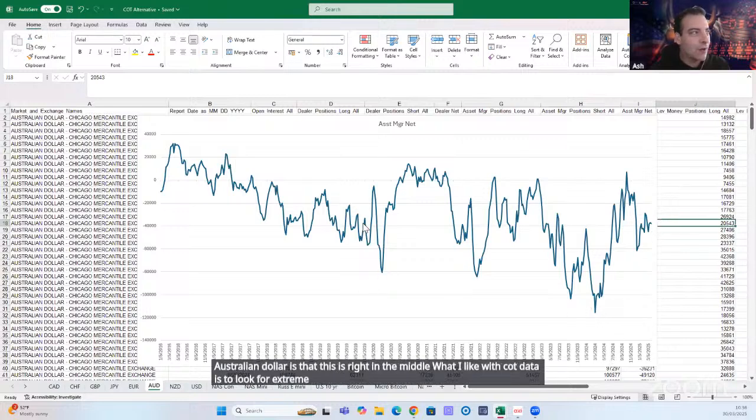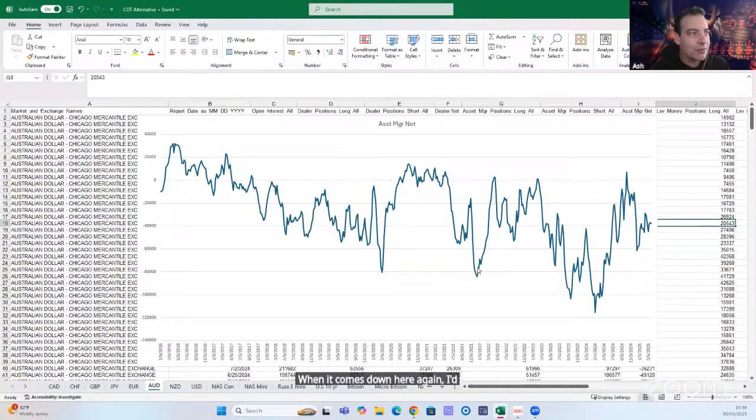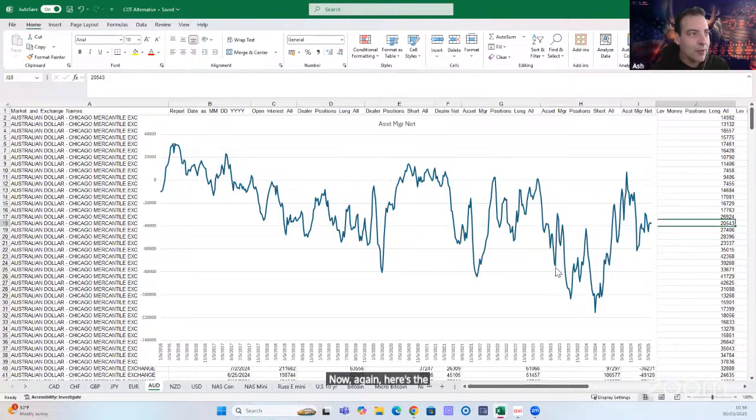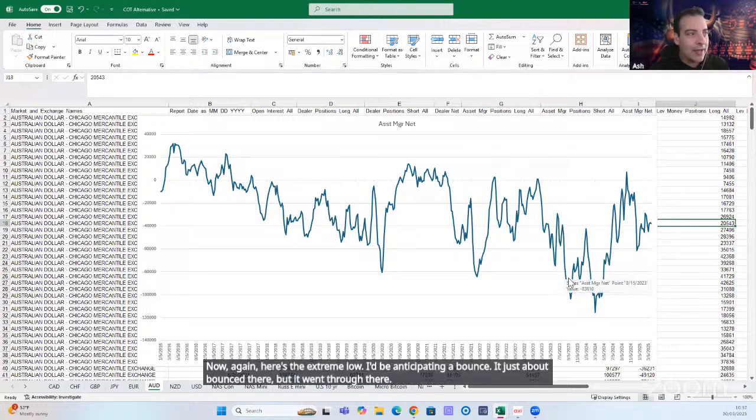So you can see, if this was the previous extreme, when it comes down here again, I'd be anticipating a bounce from this point. And when it went up to this extreme, I'd be anticipating a bounce down again, which it does twice. Now, again, here's the extreme low. I'd be anticipating a bounce. It just about bounced there, but it went through there and created another low.